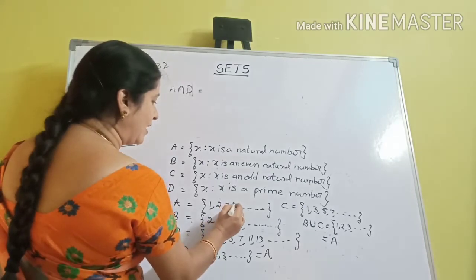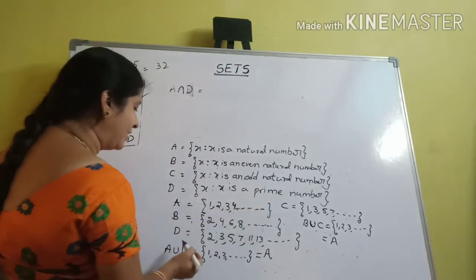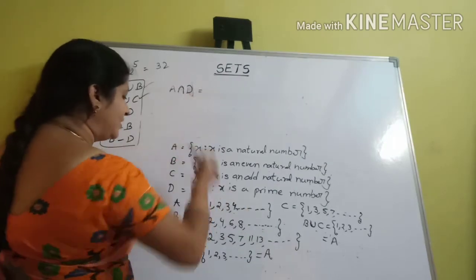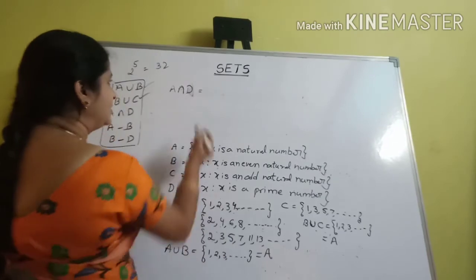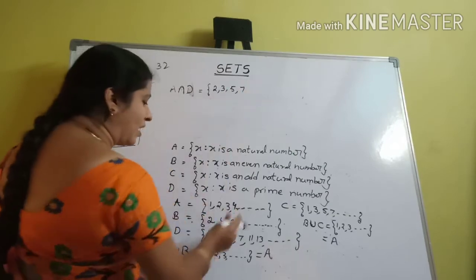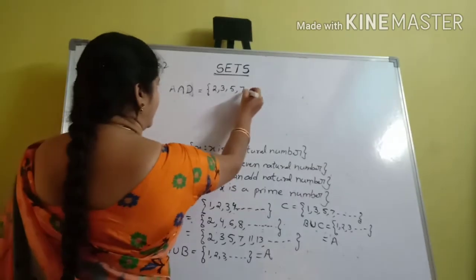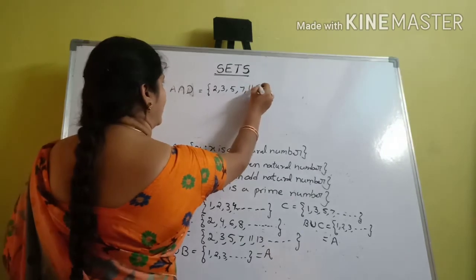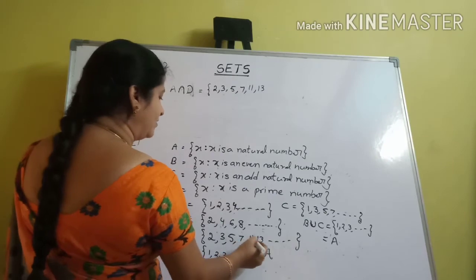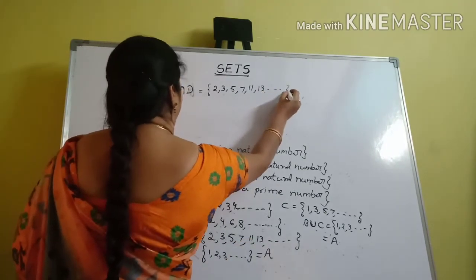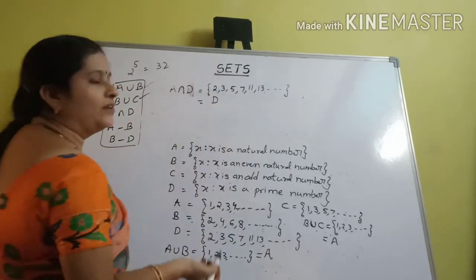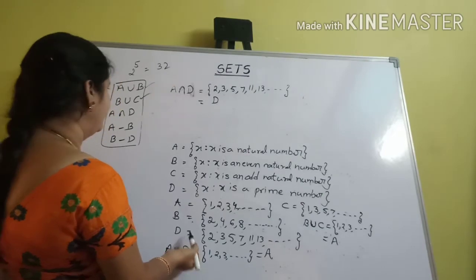Observe clearly here, in set A all natural numbers are there, in set D all the prime numbers are there. So A intersection D, is there any common elements? 2 is the common element, 3 is also common. In natural numbers also prime numbers are there. So again you got the set A intersection D: 2, 3, 5, 7, 11, 13, etc. So what is the name of the set here? It is also D. So A intersection D is again D.